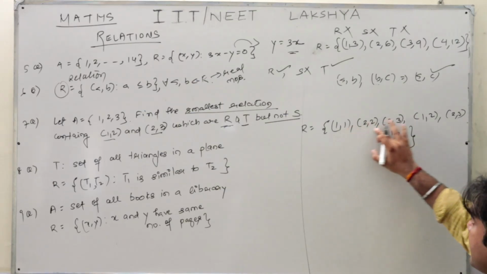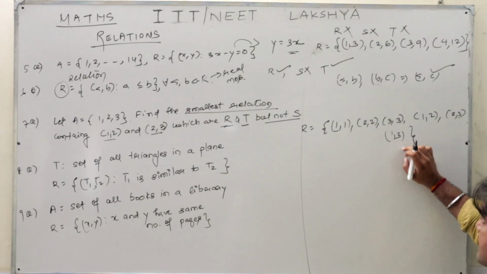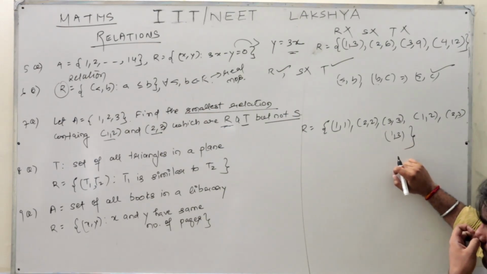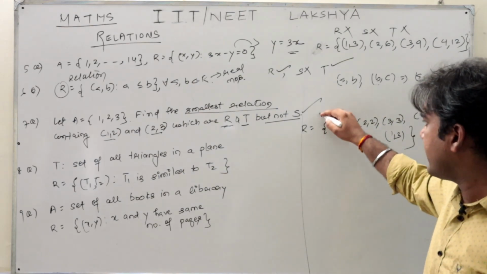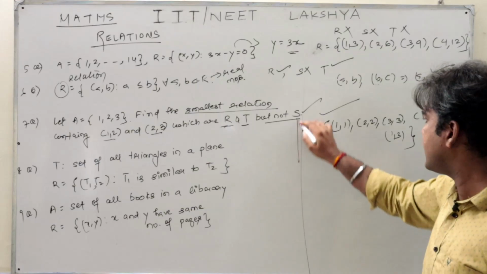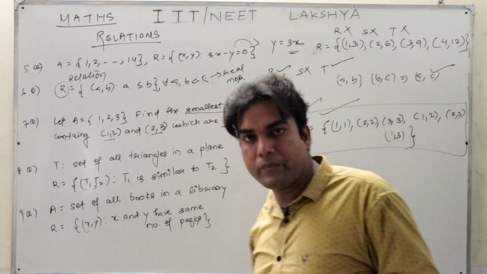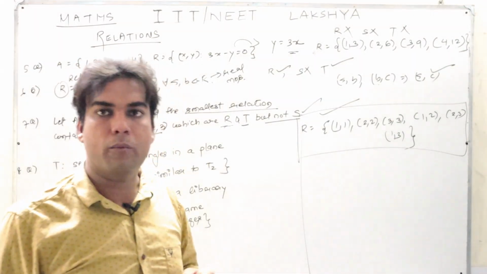Now it is reflexive: (1,2), (2,3), (1,3). So it is transitive, but it is not symmetric because (1,2) is there, but (2,1) is not there. So that is my relation R. It is reflexive, transitive, but not symmetric. So this is the least or the smallest relation which is reflexive, transitive, but not symmetric. I hope it is clear.